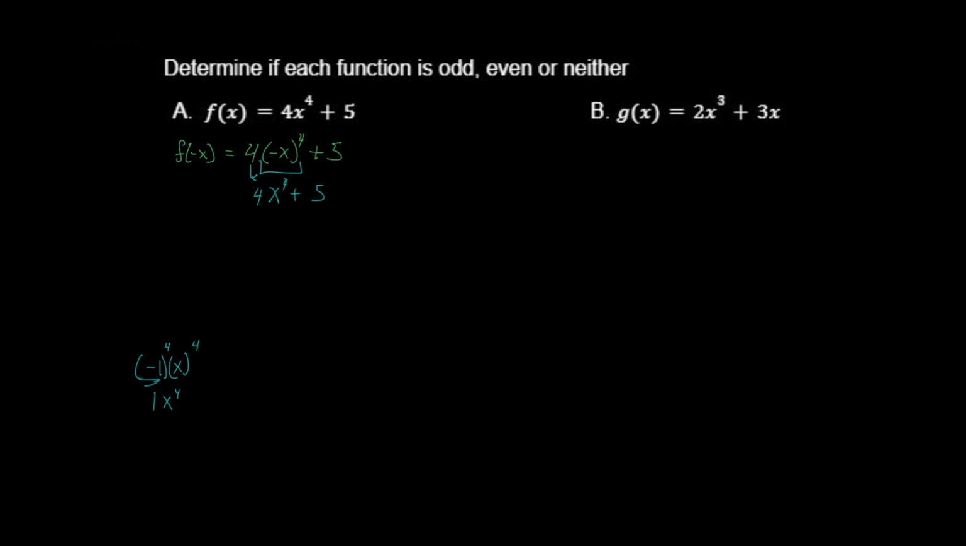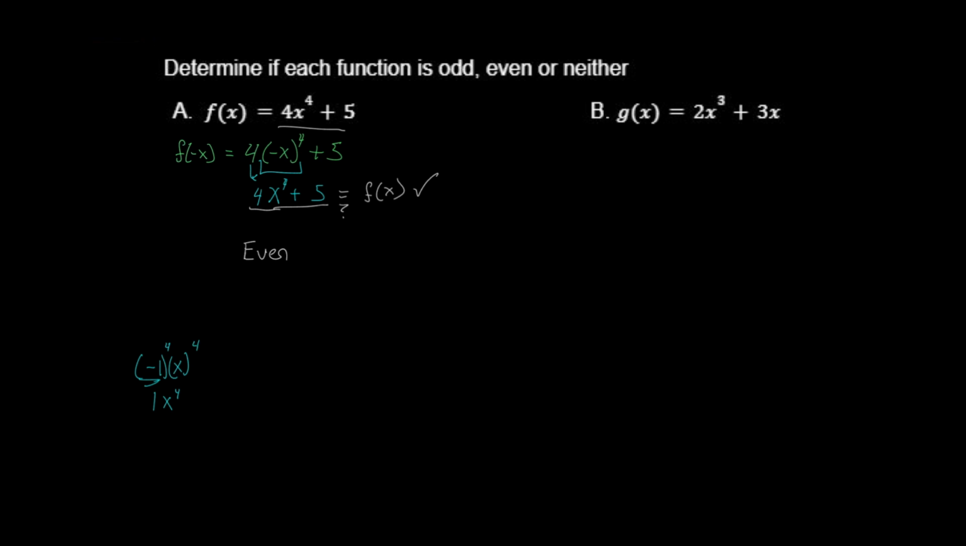So the first thing we want to check once we get it simplified is what we have right now. Is it the same as f of x? Is it the same thing as the original? And 4x to the 4th plus 5 is exactly the same thing as the original. Therefore, this is even. Okay, so the first one is even.